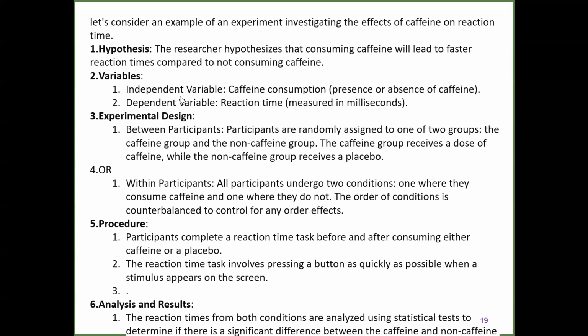Variables here include independent variables like caffeine consumption, the presence or absence of caffeine. The dependent variable is reaction time. So the independent variable is consumption. For example, you see here in the aim of the experiment, it is already given the effect of caffeine on reaction time. So reaction time is dependent on caffeine. That's why the reaction time becomes the dependent variable. Caffeine becomes an independent variable.